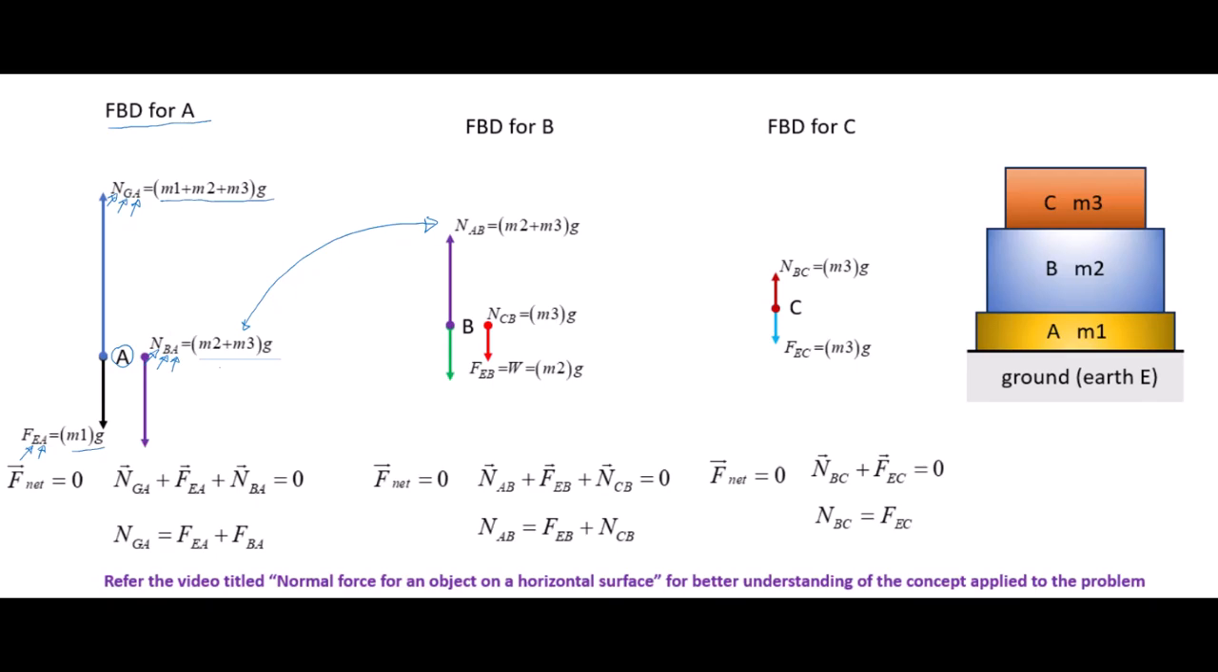Now, in terms of the equation for equilibrium in the vertical direction, again, the same concept, the net force has to be 0. That means if we do the vector sum of NGA, FEA, and NBA, together they should be 0, which is possible only when NGA, the magnitude of the force in the vertical direction, is equal to the sum of the magnitude of the forces in the vertical down direction. So therefore, NGA will be equal to FEA plus NBA.